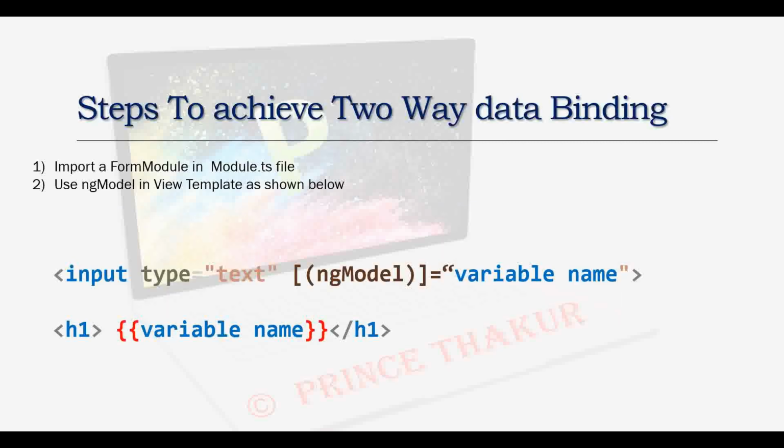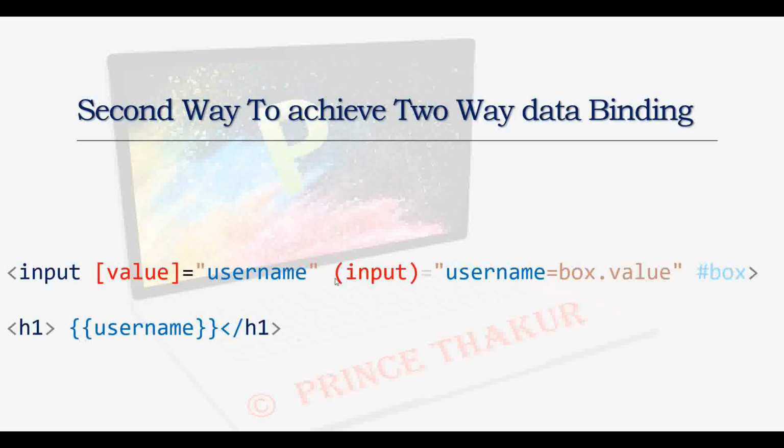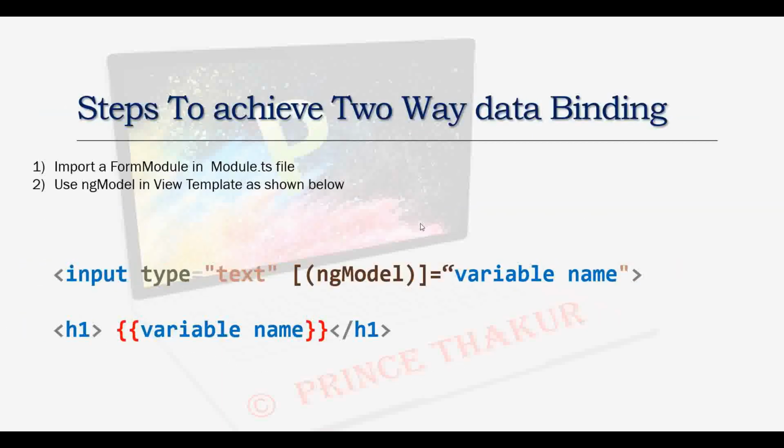These are the steps to achieve two-way data binding. First, we have to import the forms module in the module.ts file, because to achieve two-way data binding we have to use the NgModel directive, as shown on my screen. For that, first I have to import the forms module, and after that I can use NgModel in my HTML file. And this is the syntax of two-way data binding with the help of the NgModel directive. So let's execute this part first.